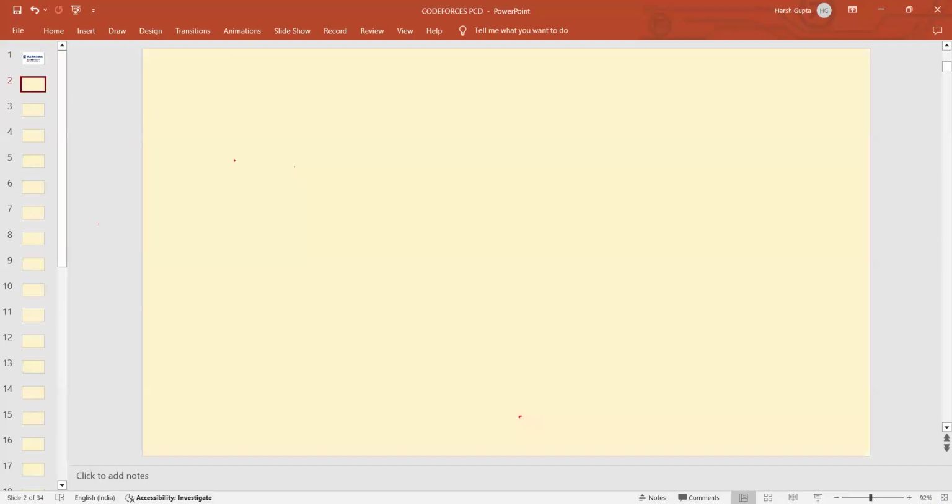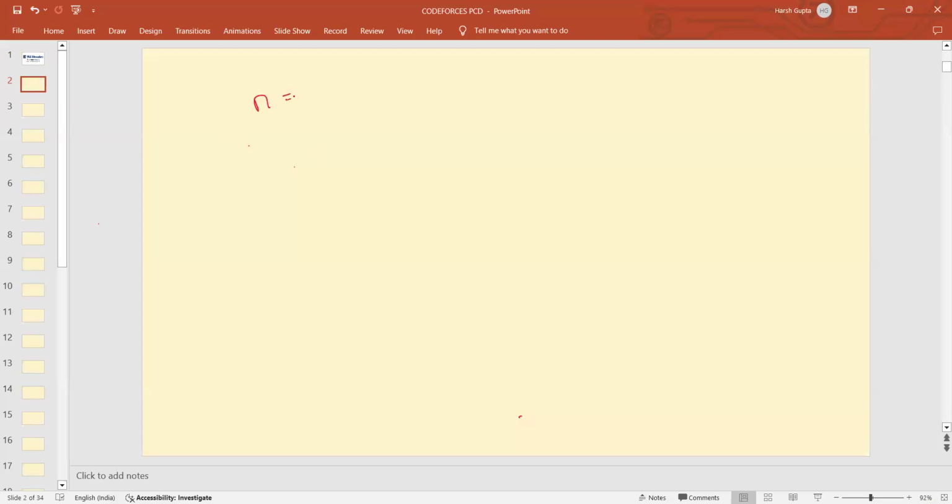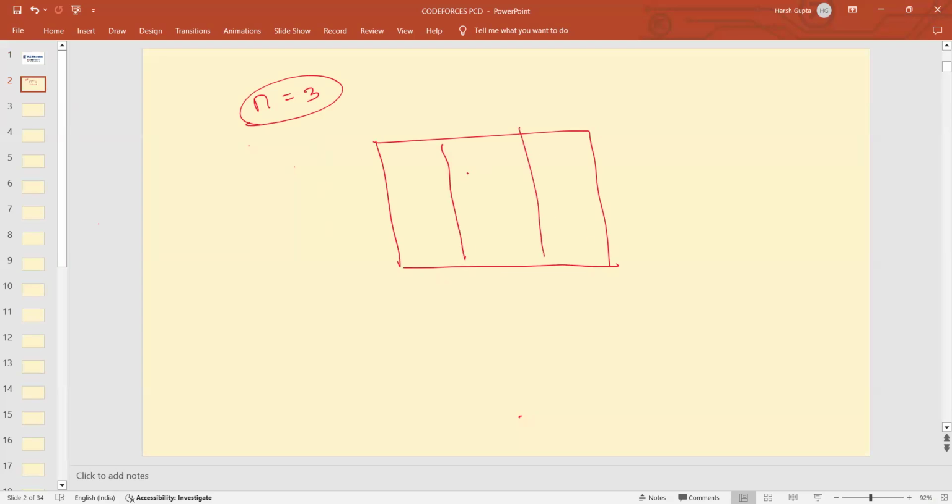Let's first understand the question once more. Let's suppose the value of n given to you is 3. This means that you have a 3 cross 3 checkerboard, something like this. Now I tell you that I want to place, let's suppose, two chips in it.